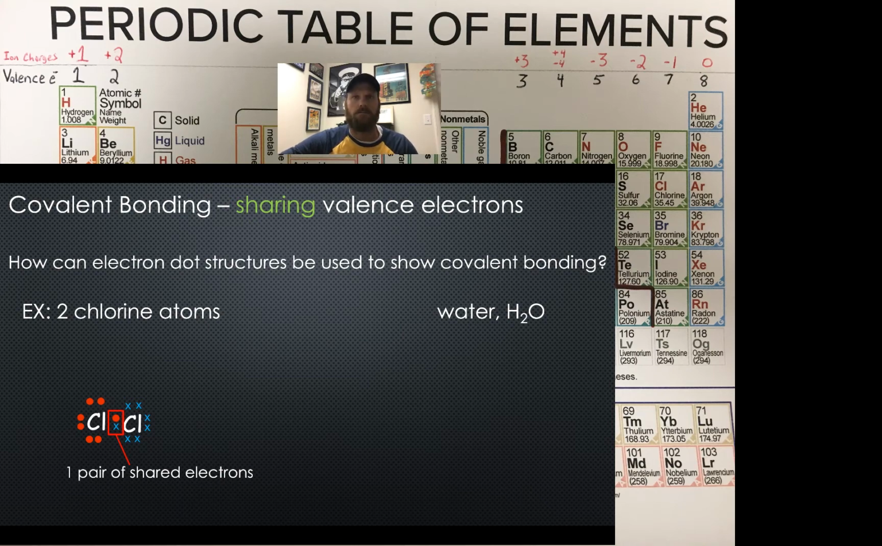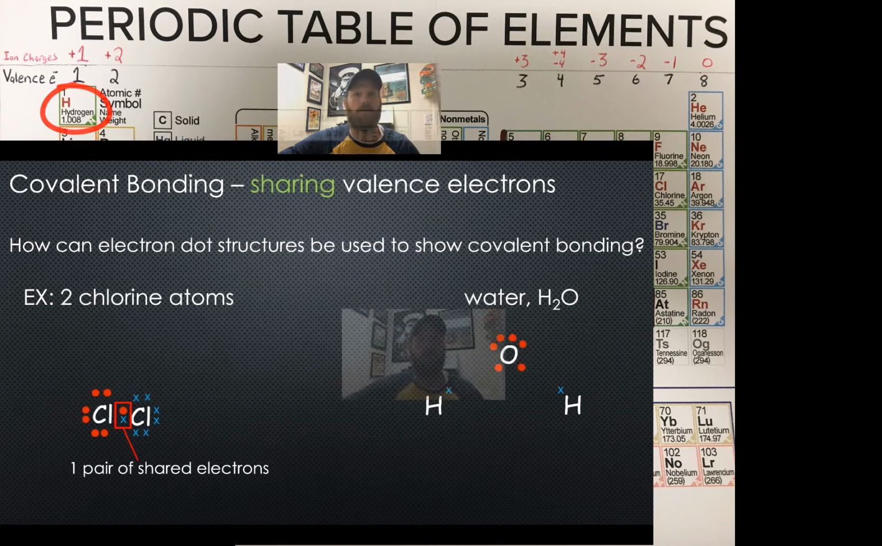How about water, or H2O? Oxygen is in group 6, so we need 6 dots to represent the 6 valence electrons. The correct electron dot structure will have 2 pairs of electrons and 2 unpaired electrons. An oxygen atom would love to get 2 more electrons to achieve a noble gas electron configuration. Each hydrogen has 1 valence electron, but they would like to have 2. Remember, hydrogen and helium follow the duet rule.